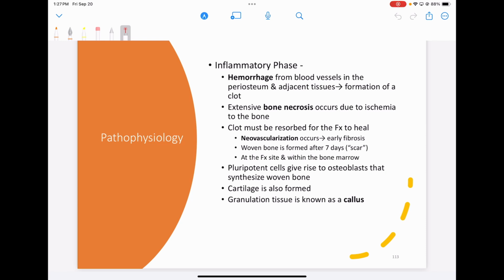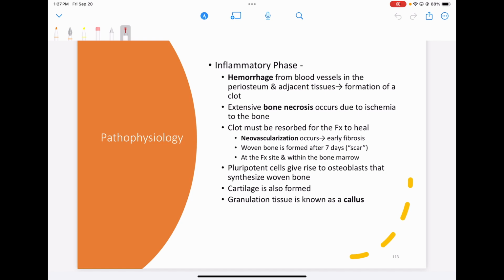The clot that formed here must be resorbed for that fracture to heal. So what goes on? In early stages, we have what's called neovascularization. We have to create new blood vessels to attach back to the part that broke, so we have blood supply that can feed that bone and repair it. Remember, you need blood to repair things.